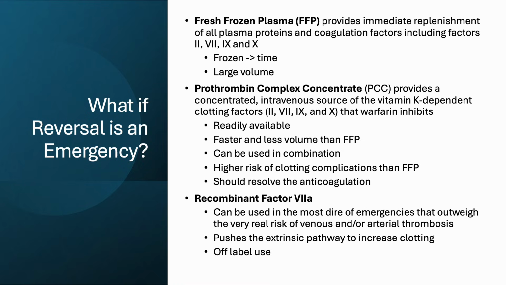Recombinant factor 7A can only be used in the most dire of circumstances that outweigh the very real risk of venous and arterial thrombosis associated with the administration of this drug. It pushes the extrinsic pathway to increase clotting, and that it does. Using it in this case would be an off-label use. Therefore, you would have to know that the patient was going to die from their bleeding if you couldn't reverse it completely.